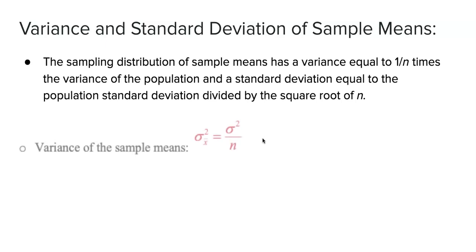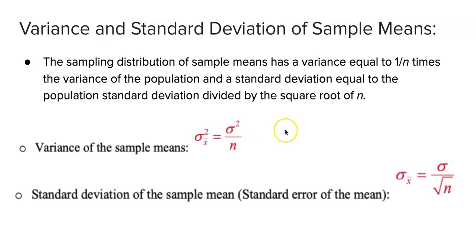Now, variance, we really never use it, but the standard deviation is what we really want to use. So make sure you write down this formula, that the standard deviation of the sample mean, which is also called what? Standard error of the mean, is the population standard deviation divided by the square root of n. So have this in your notes. We're going to be using these in our examples, okay? All right.